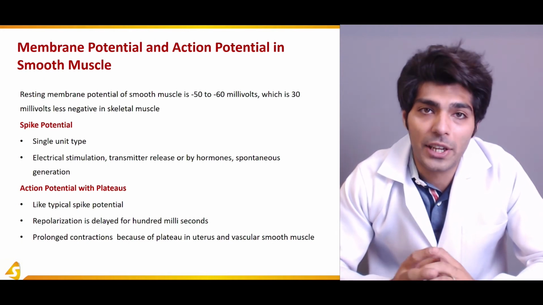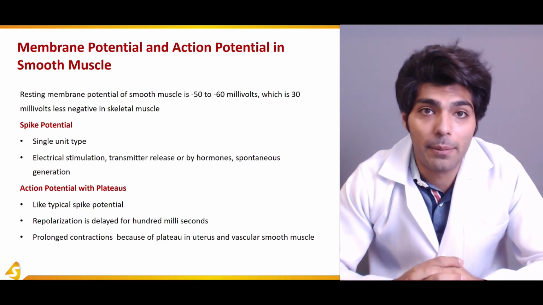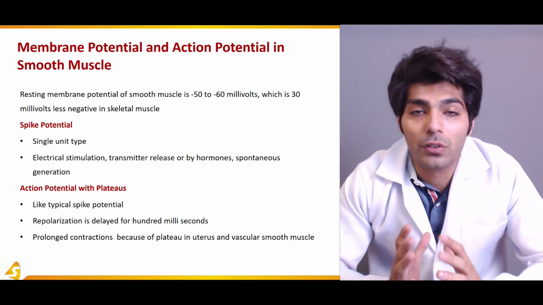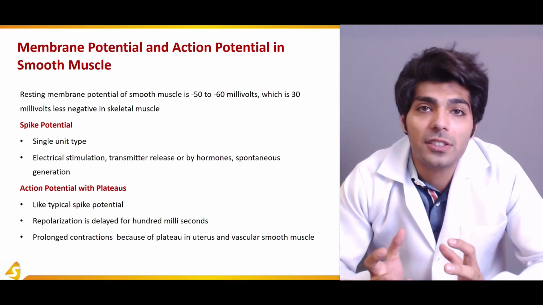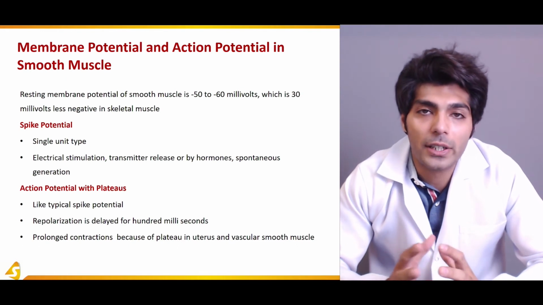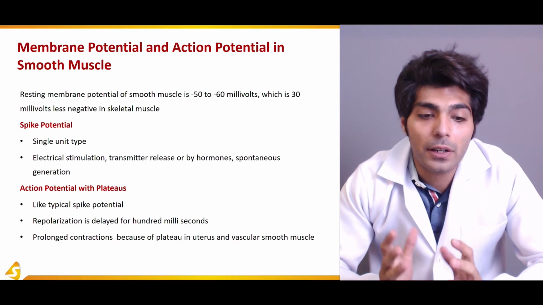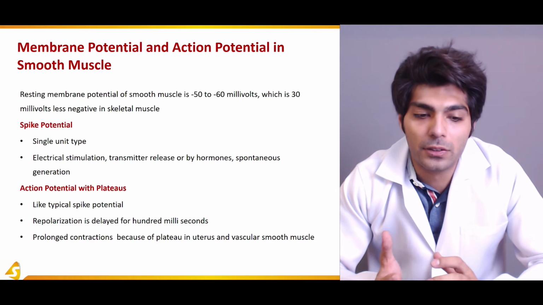We have spike potential, which is common in the single unit type, in which there is electrical stimulation or transmitter release by hormones, or spontaneous generation. Action potentials with plateaus are like typical spike potentials, having a plateau where repolarization is delayed for 100 milliseconds.